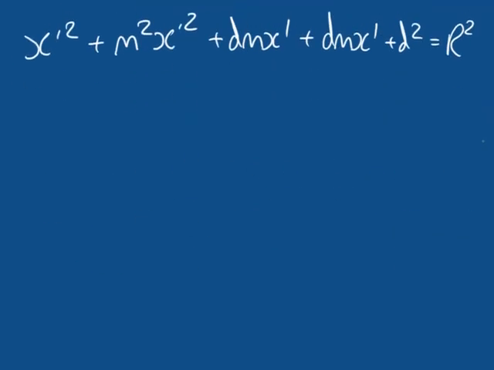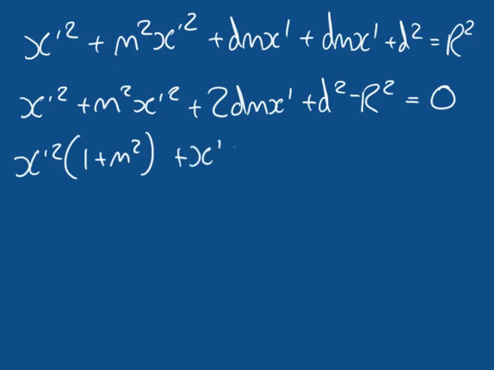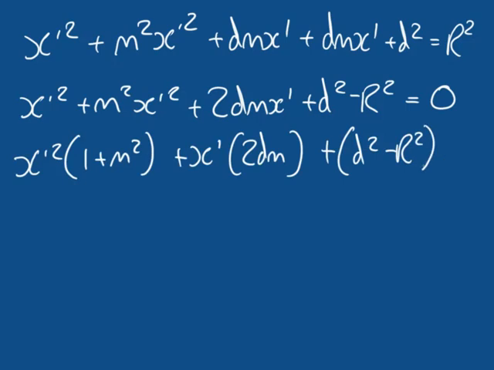Now, just as in the previous video, I'm going to collect these like terms and subtract r squared so that we make our equation equal to 0. So x' squared plus m squared x' squared plus 2dmx' plus d squared minus r squared is equal to 0. Now again, to help see where we're going with this, I'm going to group the coefficients of x' squared, x', and our constant term as well, just as before. So we're going to get x' squared (1 plus m squared) plus x' (2dm) plus d squared minus r squared is equal to 0.